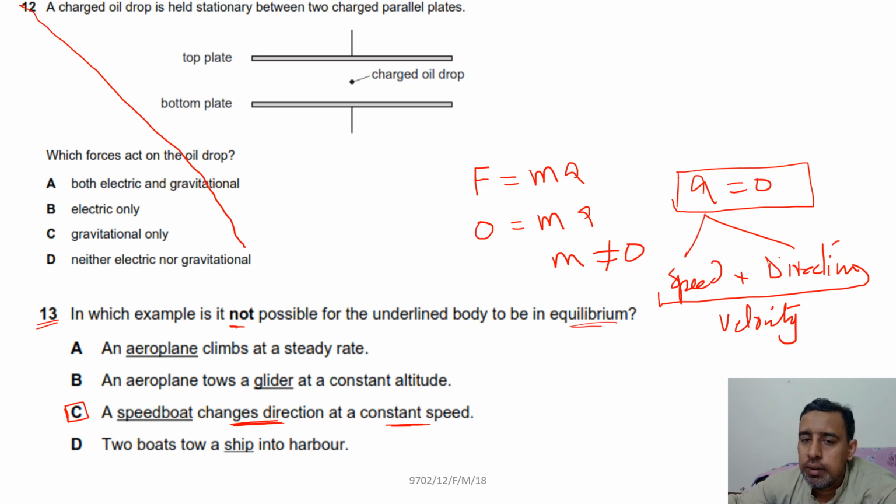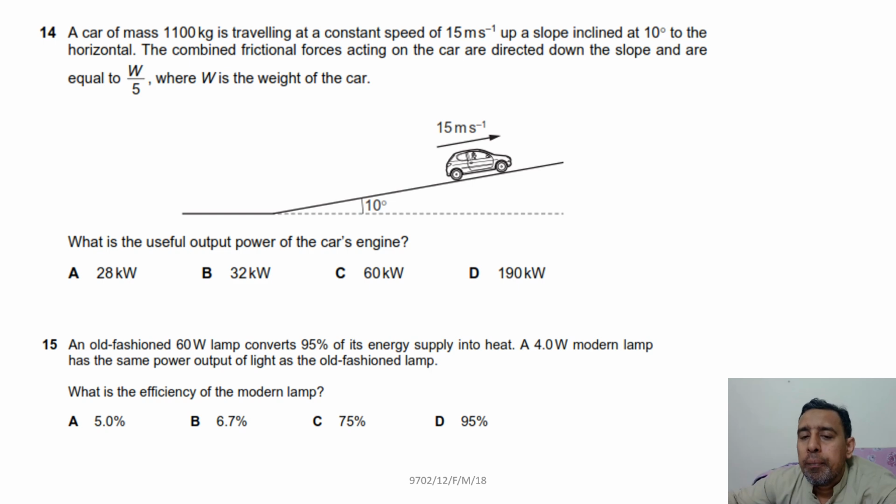Question number 15. In question number 15, the car has a mass of 1100 kg traveling at a steady speed of 15 m/s, and it is moving up a slope. The combined frictional force acting on the car is directed downward, and this force is W by 5, where W is the weight of the car. What is the useful output power of the car's engine?